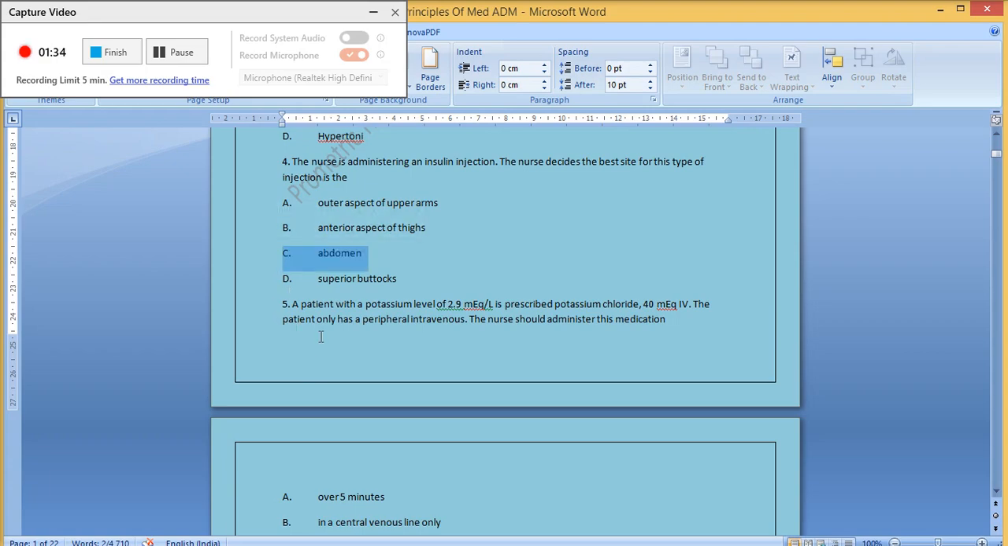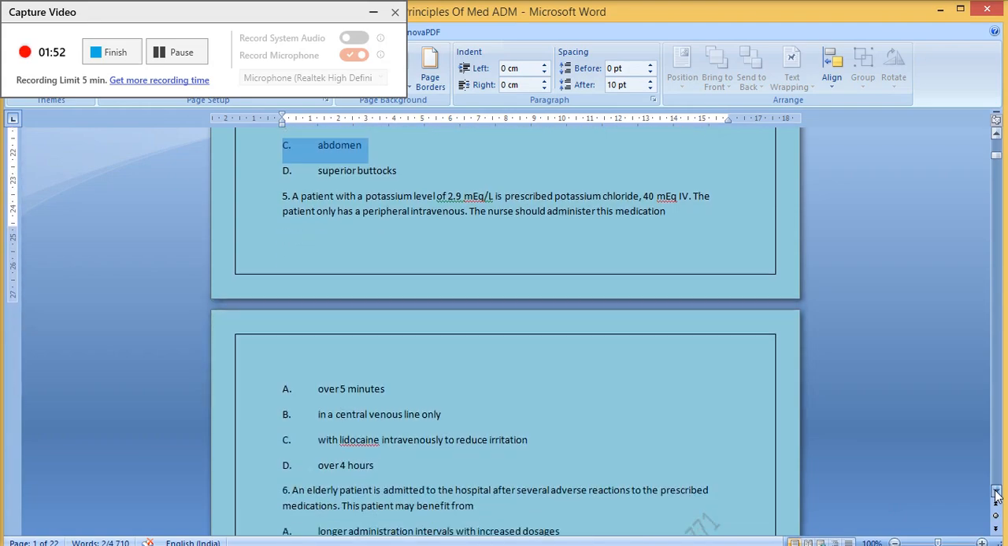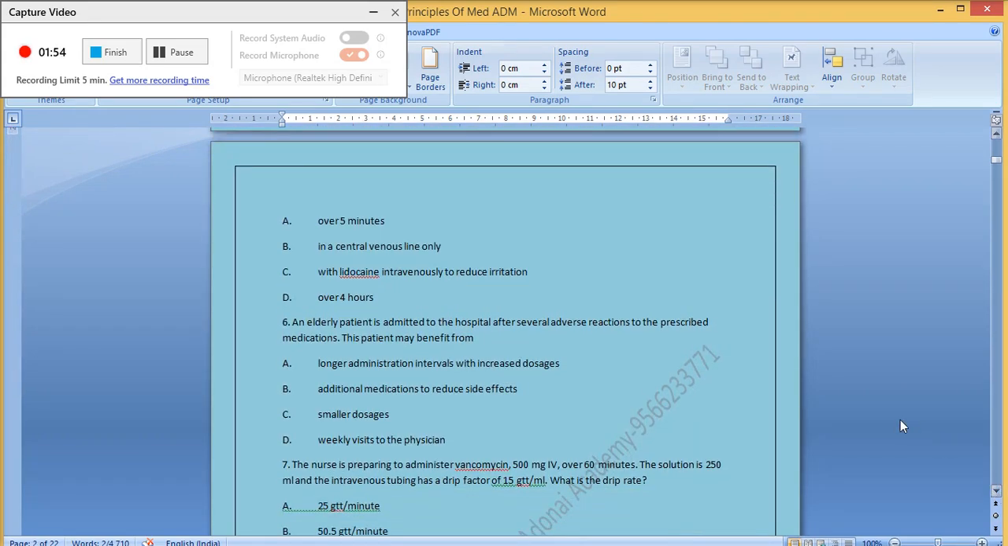Abdomen. A patient with a potassium level of 2.9 milliequivalents per liter is prescribed potassium chloride 40 milliequivalents IV. The patient has only a peripheral intravenous line. The nurse should administer this medication A. Over 5 minutes, B. In a central venous line only, C. With lidocaine intravenously to reduce irritation, D. Over 4 hours. The correct answer is D. Over 4 hours.